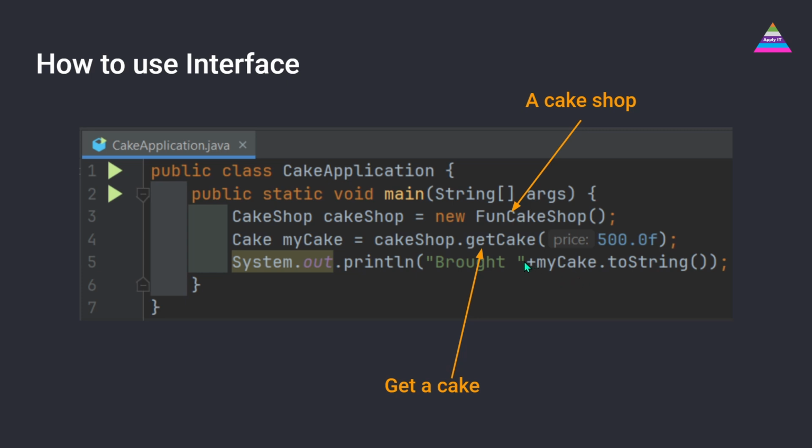We just need to know that there will be some method called getCake, to which we pay money and we get a cake. Only this thing we should be knowing.